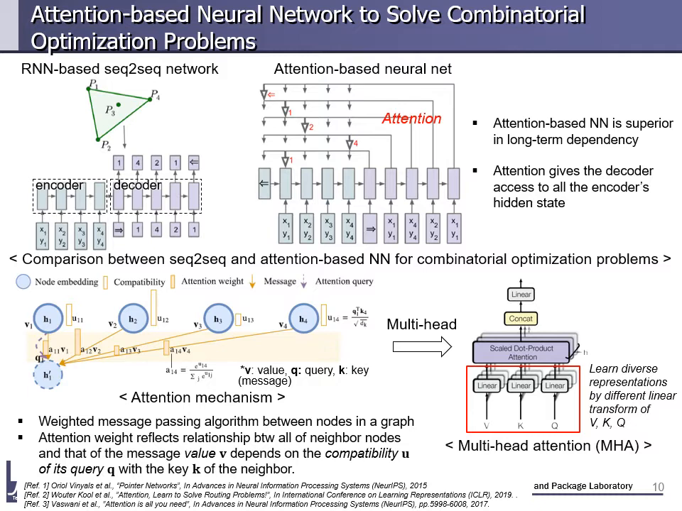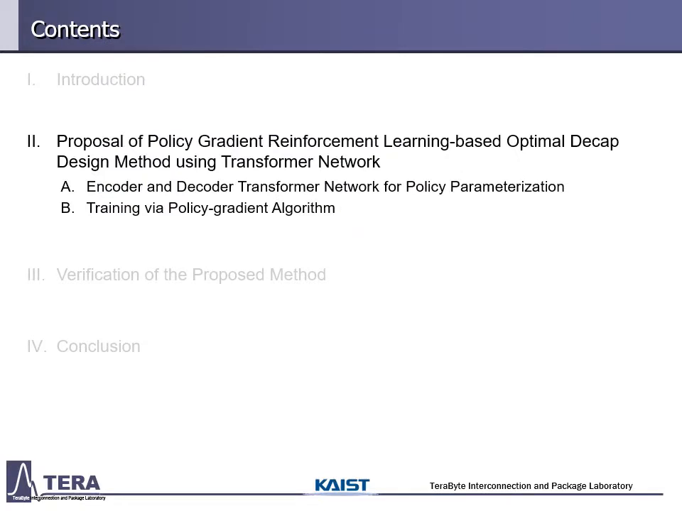The attention mechanism is a weighted message passing algorithm between nodes in a graph. The attention weight reflects the relationship between all of the labeled nodes, and that of the message value V depends on the compatibility of its query Q with the key K of the neighbor. This mechanism is also called single-head attention. With more sets of value, query, and key, parallel computation of single-head attentions is called multi-head attention. In this section, we propose a policy gradient RL-based optimal decap design method using a transformer network.